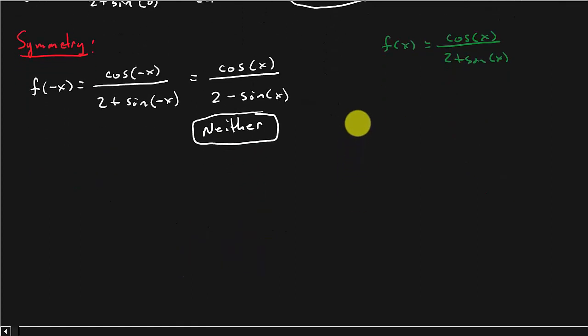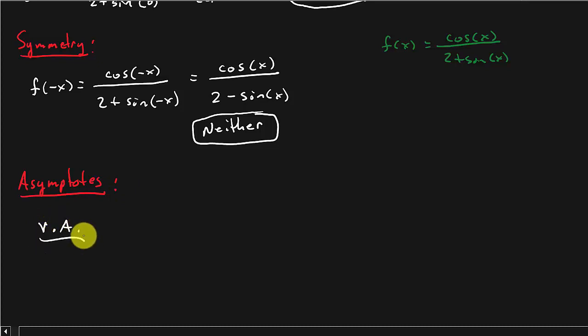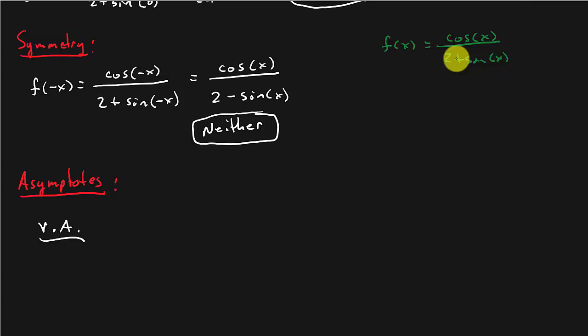All right. Now, on to the asymptotes. Let's look at vertical asymptotes. Remember, to find those, where is the function undefined? Then wherever the function's undefined, we've got to take the limit as x approaches that number from the left and from the right, and it's got to approach infinity or negative infinity in order for there to be a vertical asymptote there.